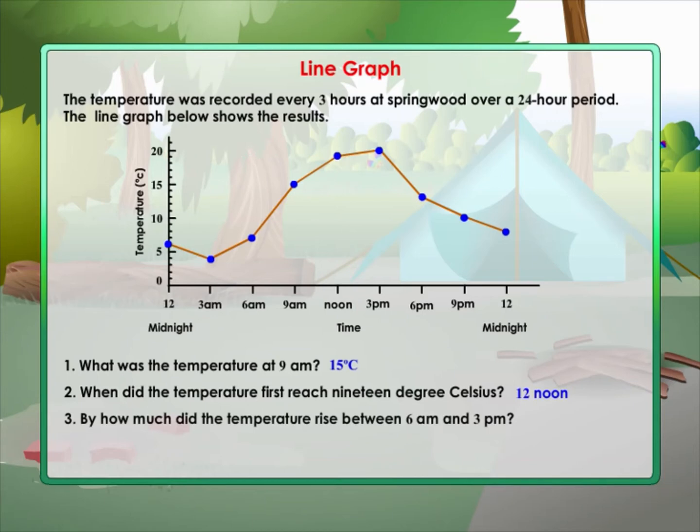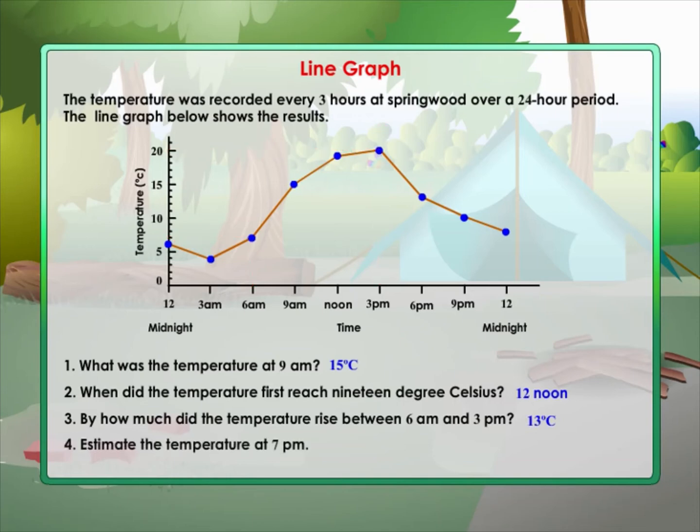The third question is, by how much did the temperature rise between 6 a.m. and 3 p.m.? First we look at what was the temperature at 6 a.m. Reading up and across, we can see it as 7 degrees Celsius. Now we look at what was the temperature at 3 p.m. Reading up and across, we can see 20 degrees. So it started at 7 and rose to 20. From 7 to 20, it rose by 13 degrees Celsius.